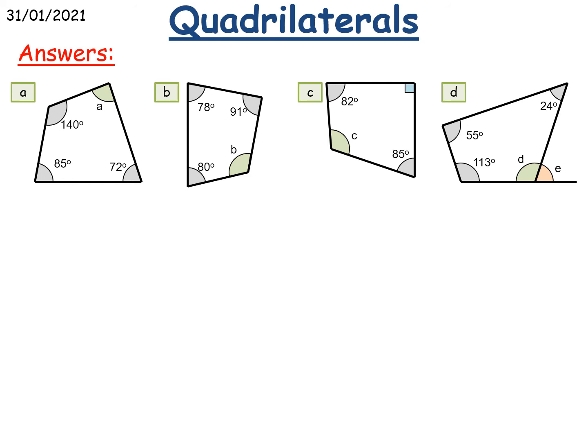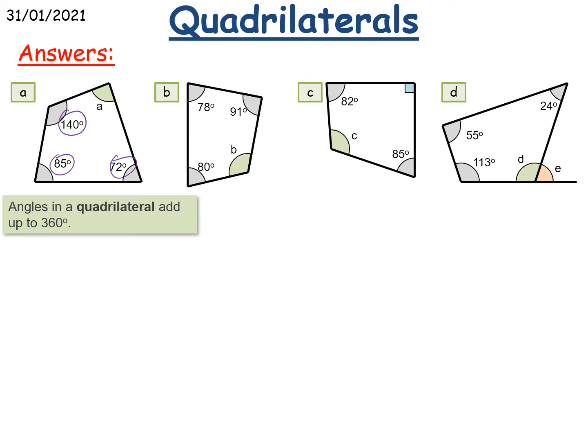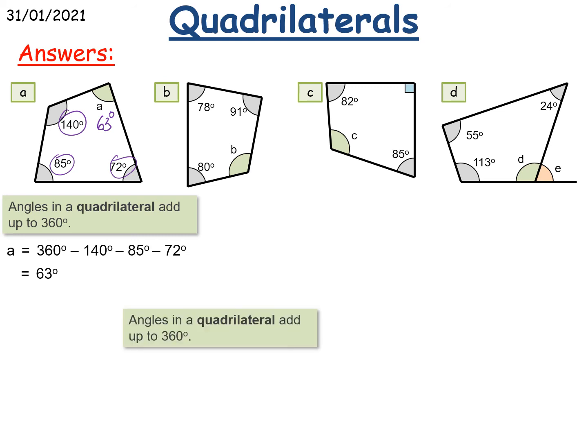So here are the answers. These four angles add up to 360. So if we take these three angles away from 360, we will get A. A is 63 degrees. What about B? We can do the same. These three angles taken away from 360 give us B. B is 110 degrees.